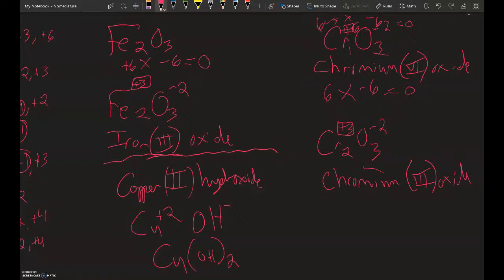So let's look at one more example here. Let's say we have lead(IV) nitrate. What's the charge on the lead? It's +4. And then nitrate, looking back at the formulas, is NO3 with a -1 charge. How many nitrates does it take to balance out the lead's +4 charge? 4. And so the formula would be Pb(NO3)4.